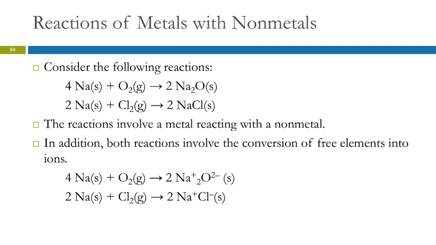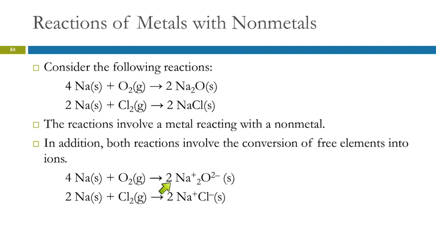Reactions of metals with nonmetals, and we're talking about the elements here, a nonmetal element reacting with a metal element, these are typically going to be redox reactions. So if we have sodium reacting with oxygen, or sodium reacting with chlorine, there's an electron transfer taking place. If we look at what's happening with the charges, here we've got sodium. The sodium is losing an electron, becoming the sodium ion. The oxygens are gaining electrons. Each one is gaining two electrons to become a minus two.